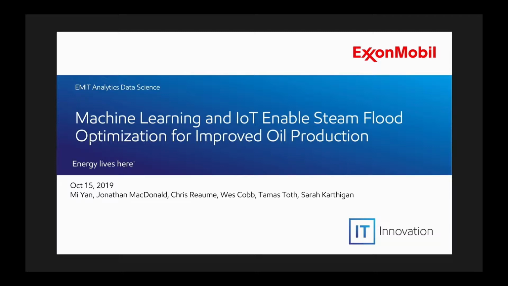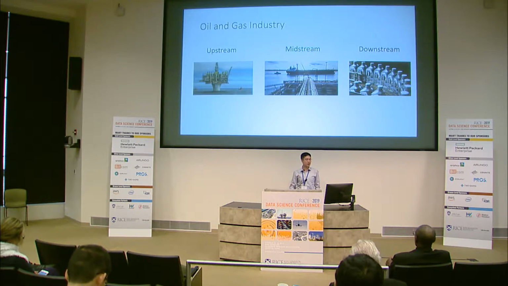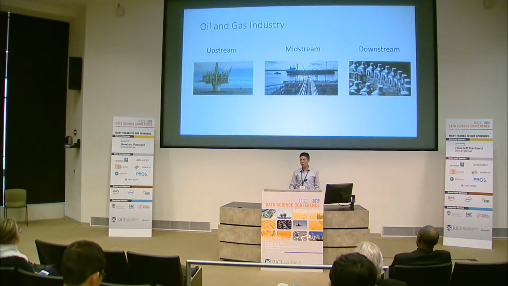Firstly, let me briefly introduce the application of machine learning in the oil and gas industry. The oil and gas industry is composed of upstream, midstream, and downstream. Upstream is oil production and exploration. One typical application of machine learning in upstream is using computer vision to identify salt bodies in seismic data. And the midstream is about oil transport and storage.